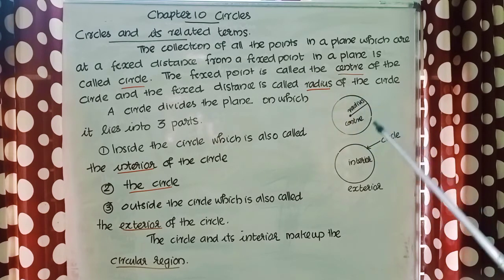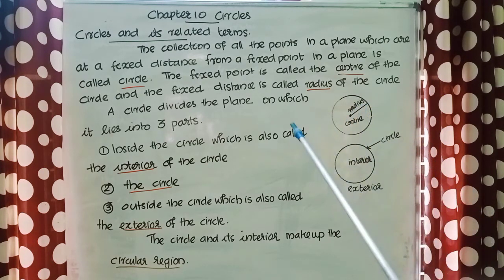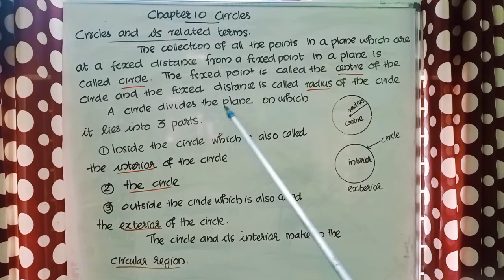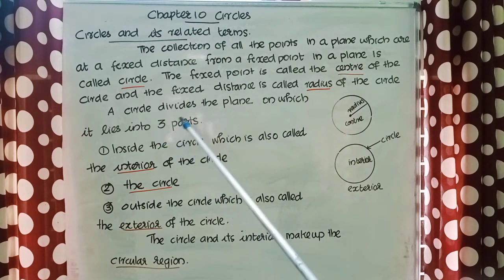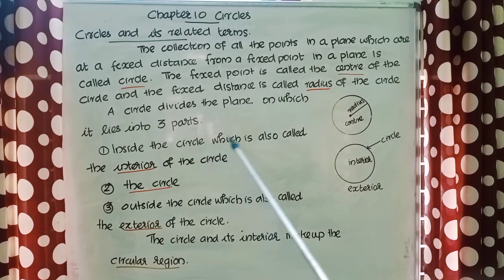So this is the circle. This fixed point is called the center of the circle and this fixed distance is called the radius of the circle. A circle divides the plane on which it lies into three parts. Inside the circle, which is also called the interior of the circle. The second part is the circle itself, and the third one is outside the circle, which is also called the exterior of the circle. So, the circle is dividing the plane into three parts.